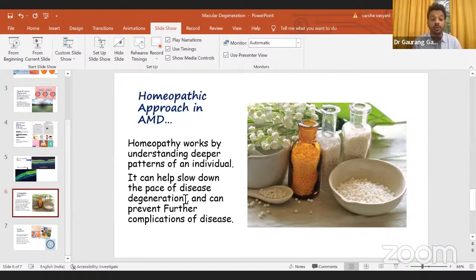Generally, the idea of homeopathy is also, in many of these age-related macular degeneration cases, and many of these cases are now turning towards homeopathy, there are some very good results where we can slow down the pace of the disease, the degeneration, and also prevent the complications. In some cases, we can also stop the progress of the disease. Generally, the idea is to individualize.